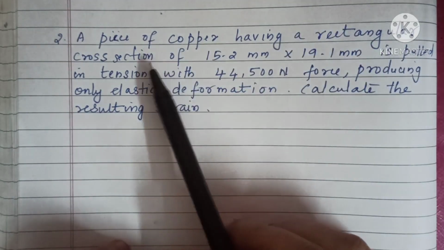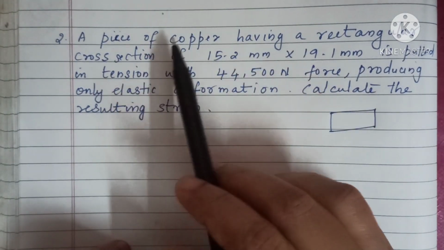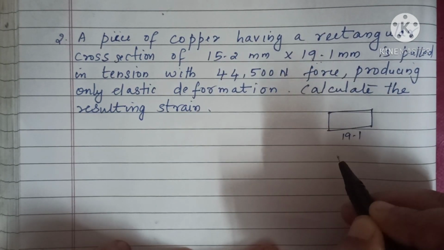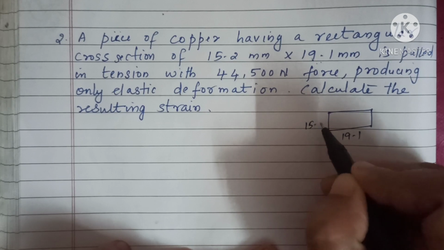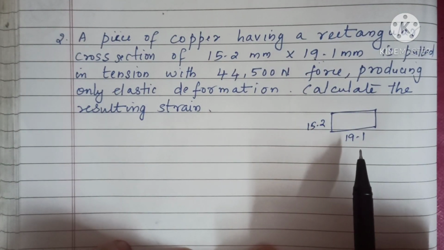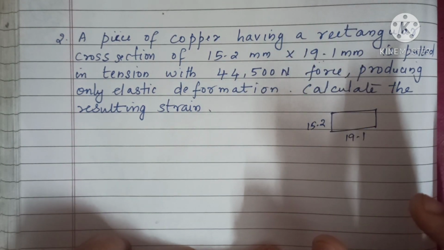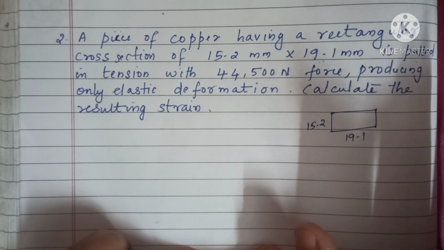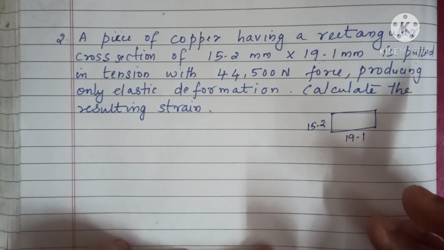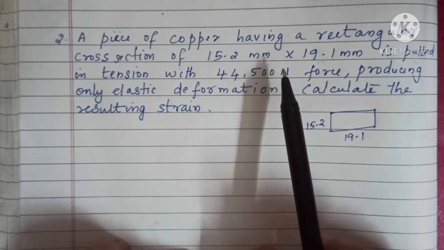That means we have a piece of copper, and what about the cross section? It is in rectangular shape. This is the shape and its dimension is given. That means the length is 19.1 millimeter and its breadth is 15.2 millimeter. So you can find area because length into breadth is area, since it is rectangular in shape. Understand? Now here we have to find the strain, how much strain is produced in it, because the force is given, that is 44,500 Newton.